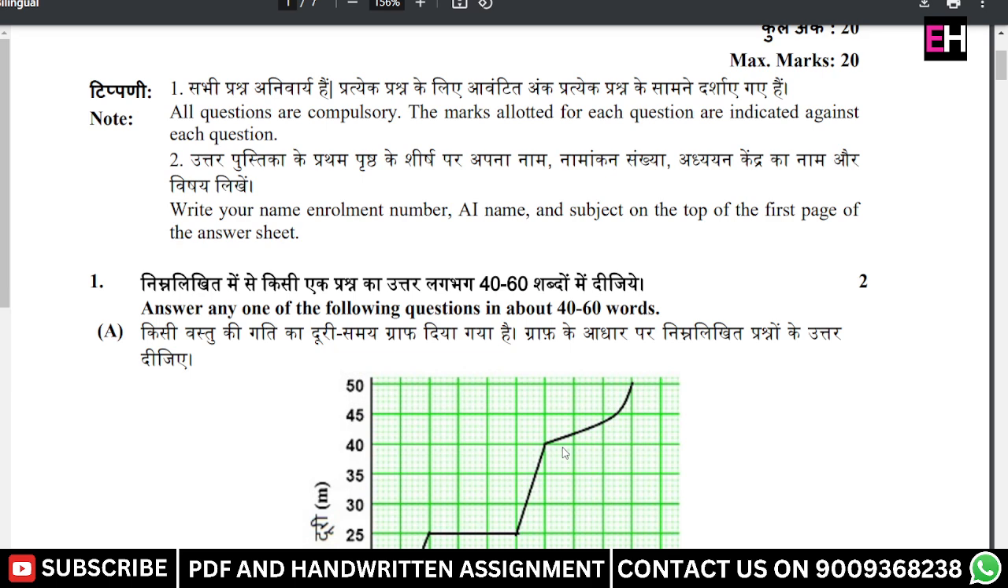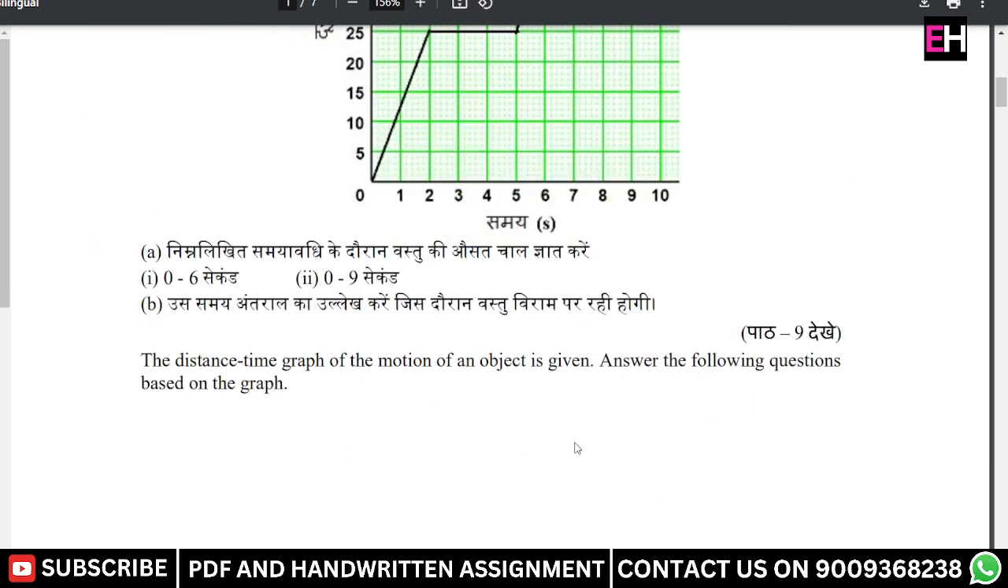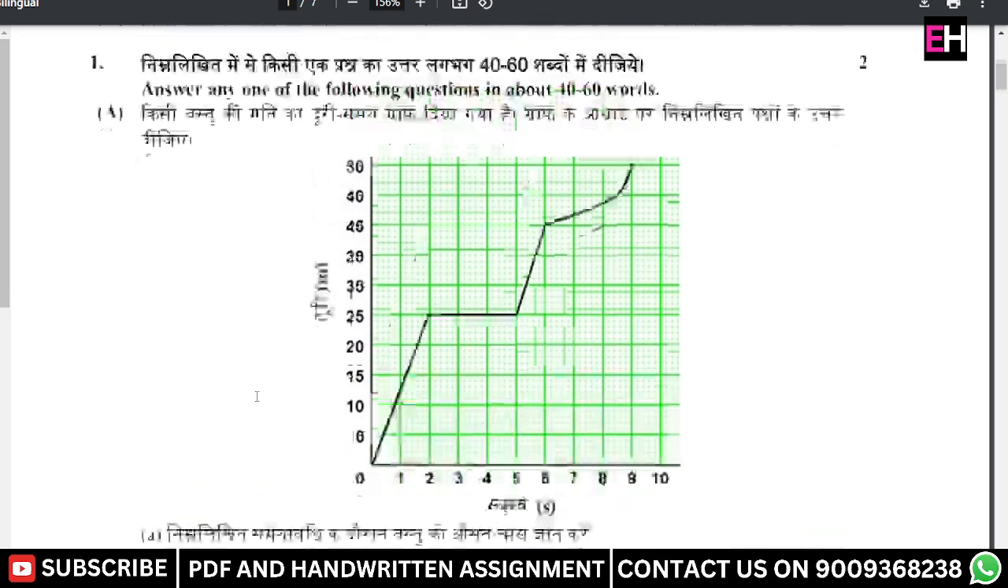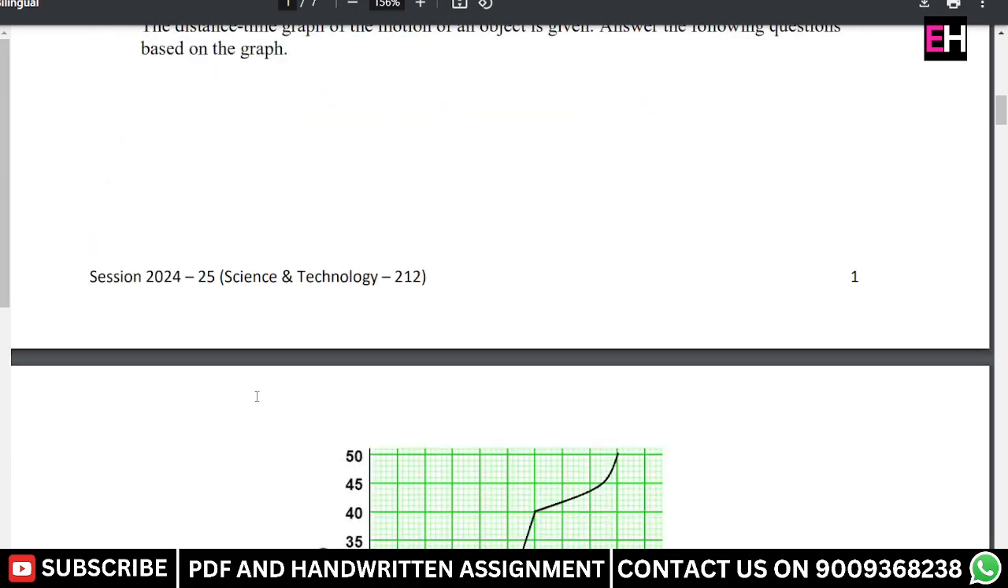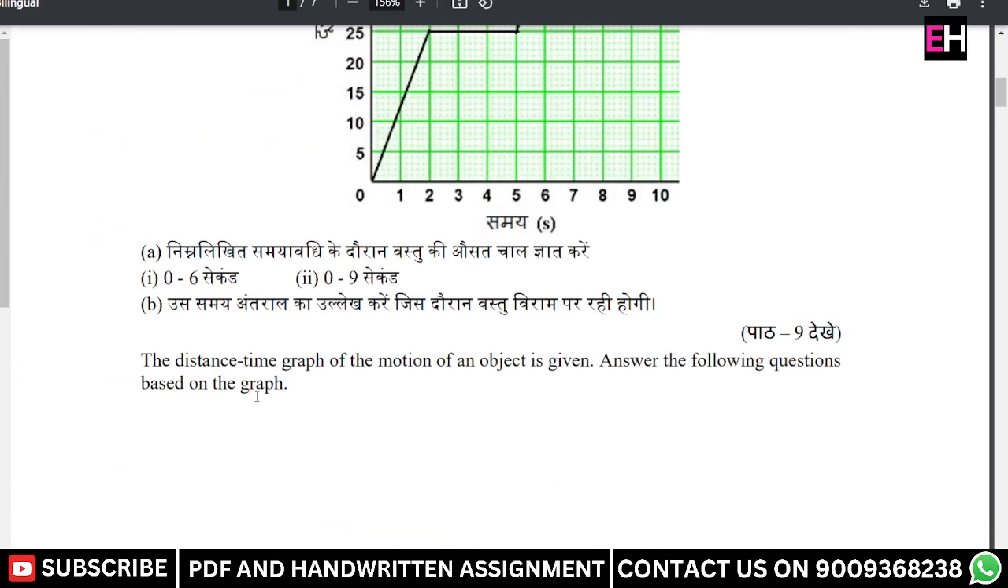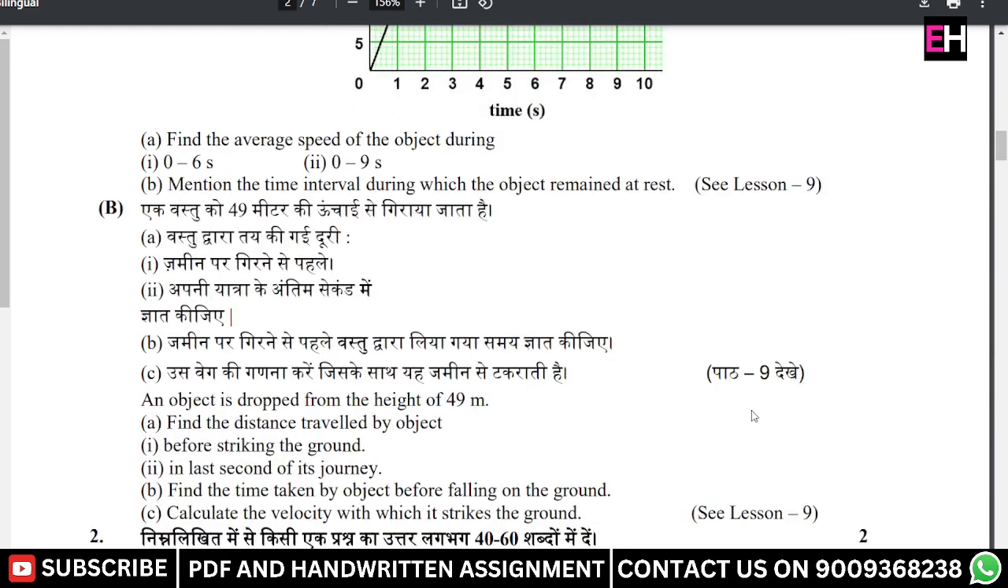And now here we are discussing question number 1a. Before this, the question number a is: the distance time graph of the motion of an object is given. Answer the following questions based on the graph. Find the average speed of the object during 0 to 6 and 0 to 9 seconds. Mention the time interval during which the object remained at rest. So this is the question.